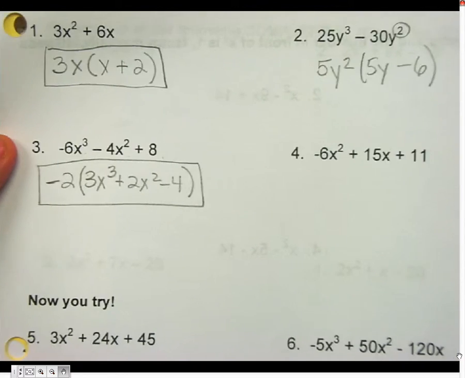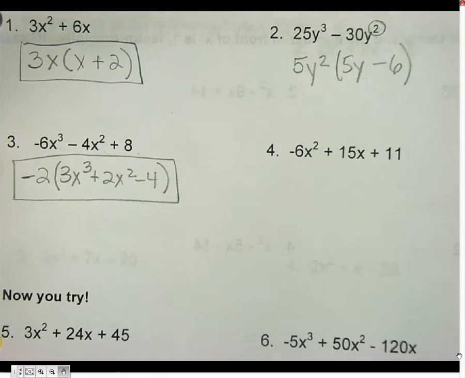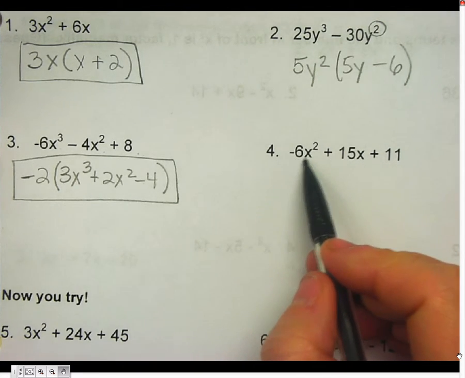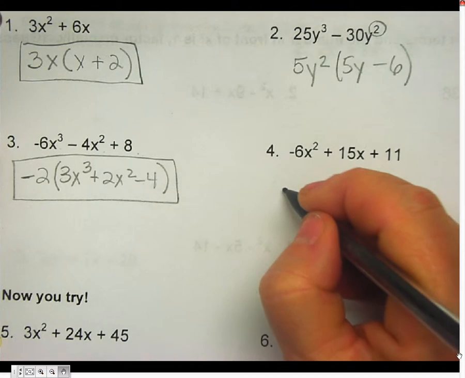Okay, what about number 4? We'll go into all of those. Just 3. Will 3 go into 11? No. Nothing except 1. And we don't want a negative. So if there's a negative in the first term, we're going to factor out a -1.